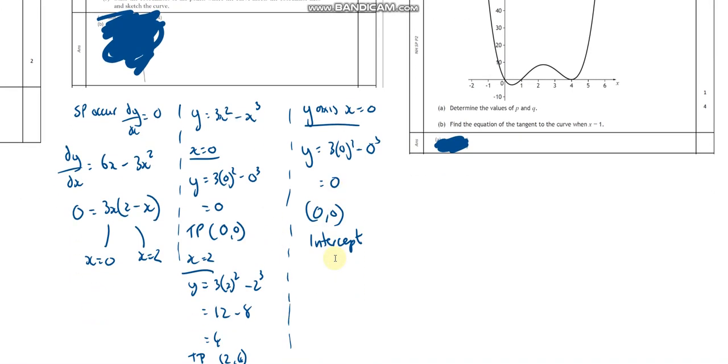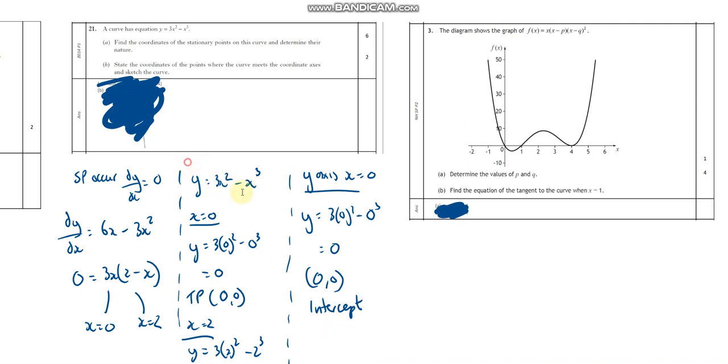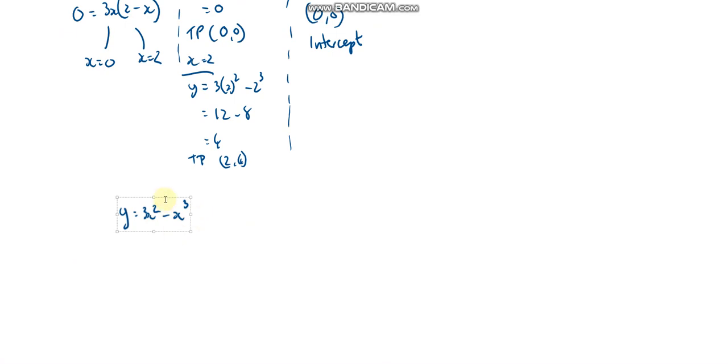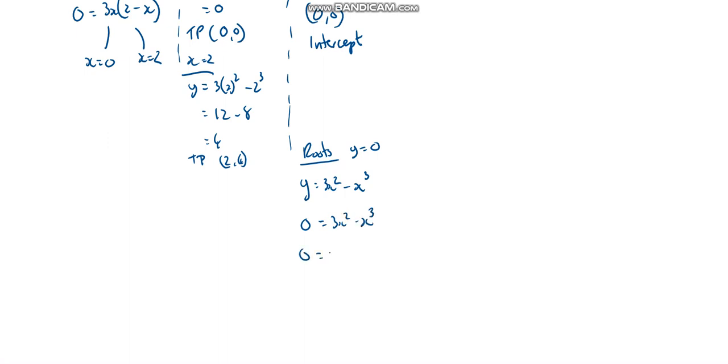I could draw in my roots as well. So I'll just copy. Let's have a look at what I'm going to get for my roots. I'm going to go over here for the roots. That's for x is equal to 0, isn't it? Sorry, that's when y is equal to 0. I'm saying 0 is equal to 3x squared take away x cubed. I can take out an x squared. That's going to be 3 take away x. I know my roots are when x is equal to 0 and when x is equal to 3.